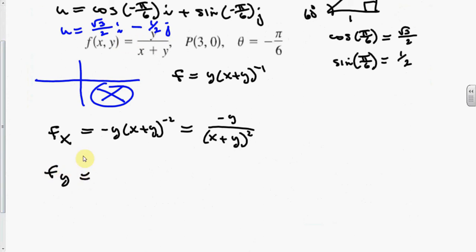With this one, we use the quotient rule because I have a y upstairs and downstairs. So it's the derivative of the numerator.